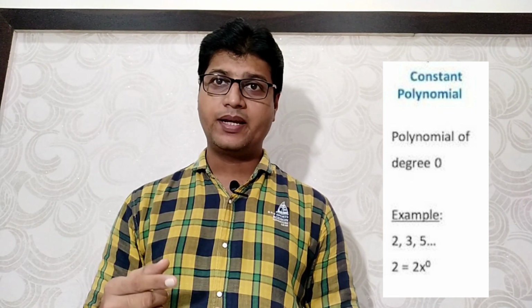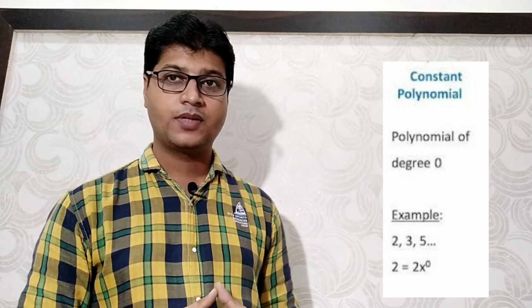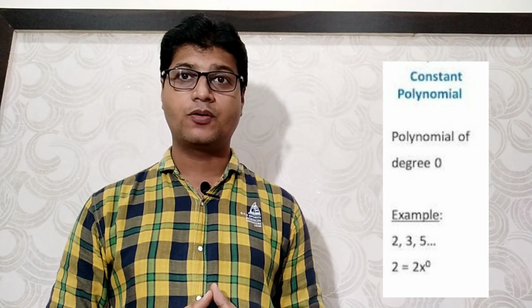Then you must know the term constant polynomial. Any constant can be called a constant polynomial as it can be represented in the form of multiplication with a variable, where the power of the variable is 0, like it is shown over here. The power of the variable is 0, so it is called a constant polynomial.